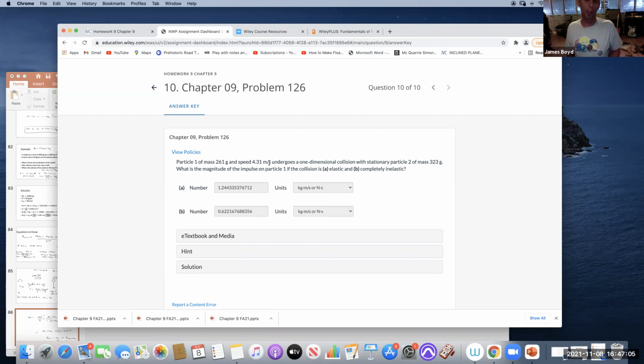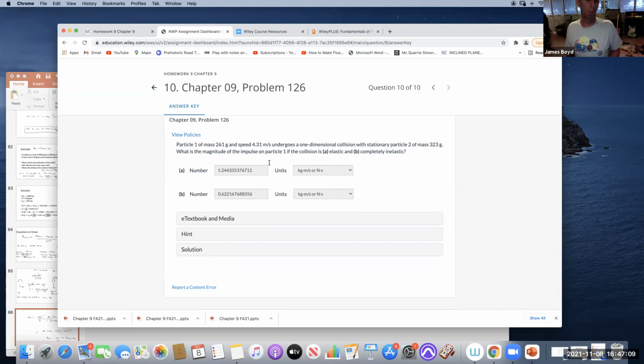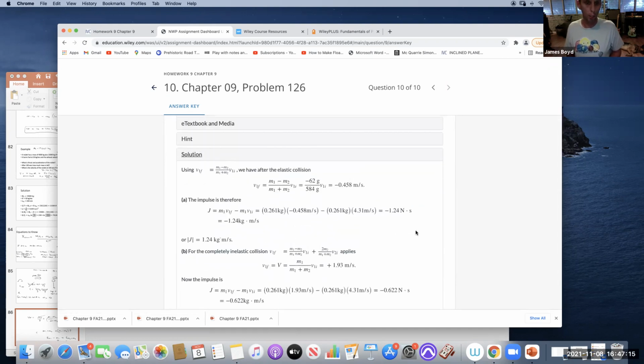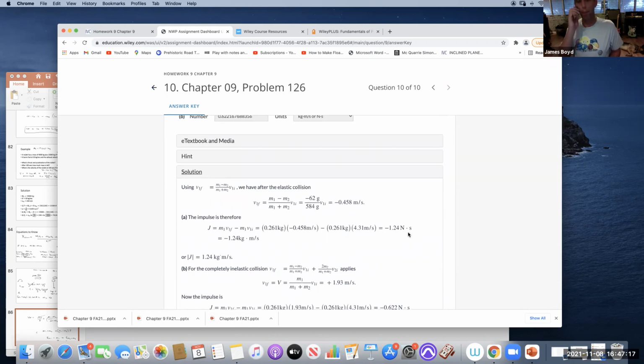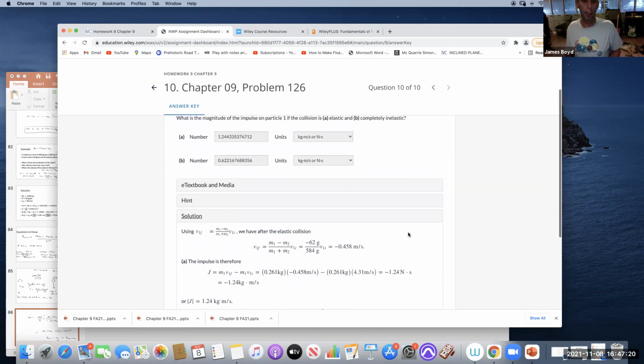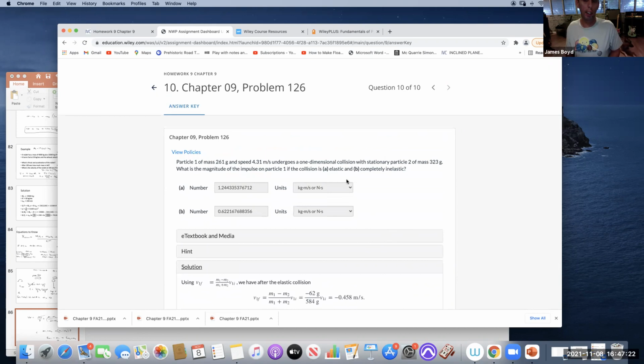So what they want to know, sorry, my brain just decided to check out on me for a minute. So the impulse, what you need to do if it's elastic, you need to find V2 final and V1 final.